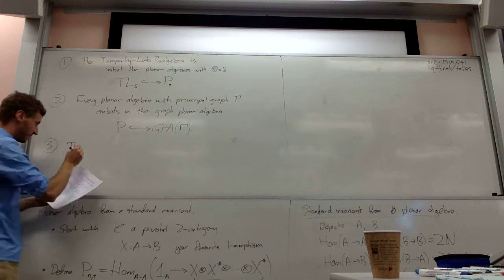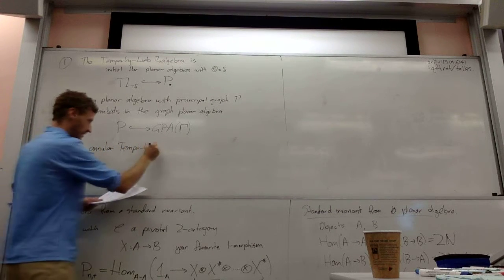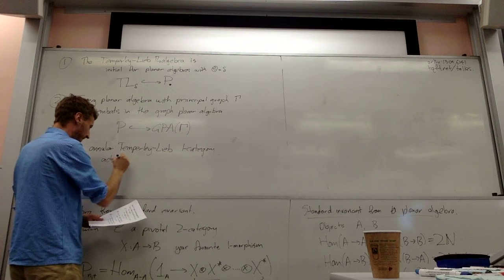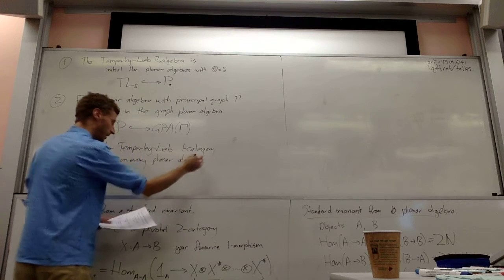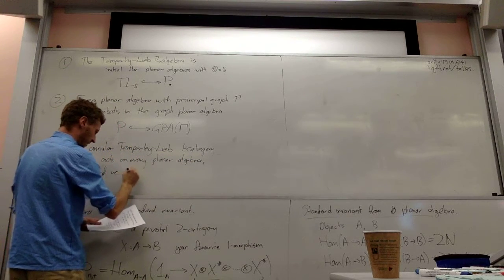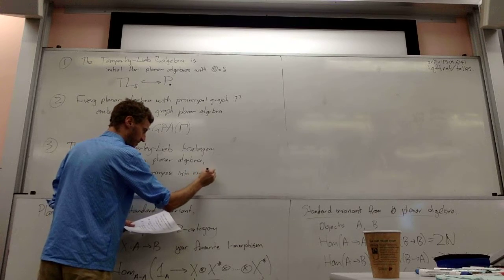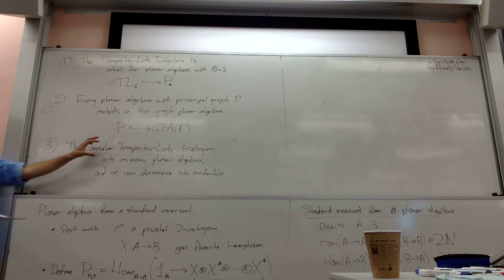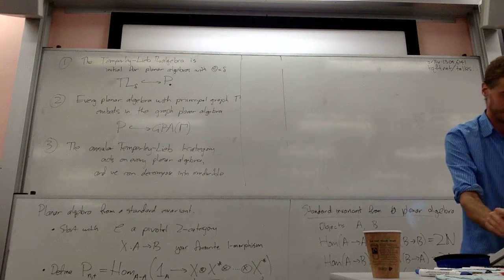And the final one, which is maybe the most spectacular, is that the annular Temperley-Lieb one category acts on every planar algebra, and we can decompose it into irreducibles. As every planar algebra naturally has this one category acting on it, it turns out we can very explicitly understand the representation theory of that one category and analyze the planar algebra from this perspective of how it decomposes into annular Temperley-Lieb modules. Okay.